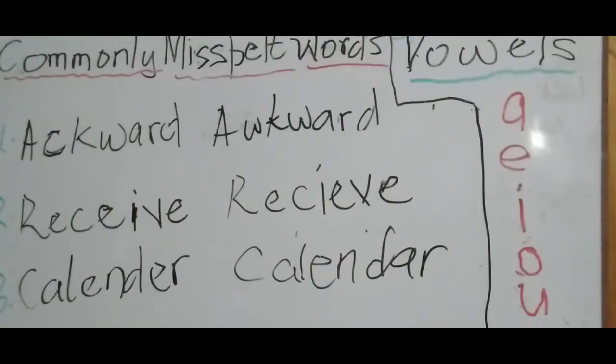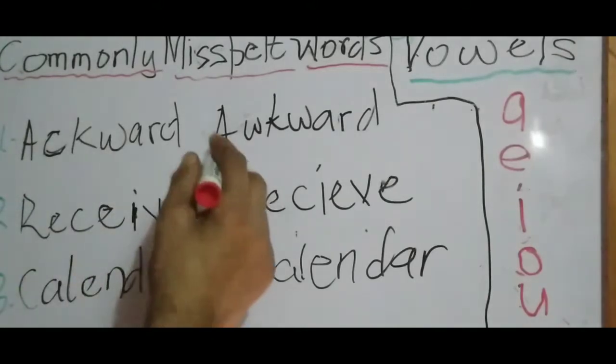Okay, here we have the first set of commonly misspelled words in the English language. The first word is awkward. The first spelling we have here is A-C-K-W-A-R-D, and the next one is A-W-K-W-A-R-D. Remember, initially I told you what we are going to do is identify the correct spelling in each set of words. So which of these do you think is correct? Is it the first one or the second one? Well, if you have the second one, then you are correct.